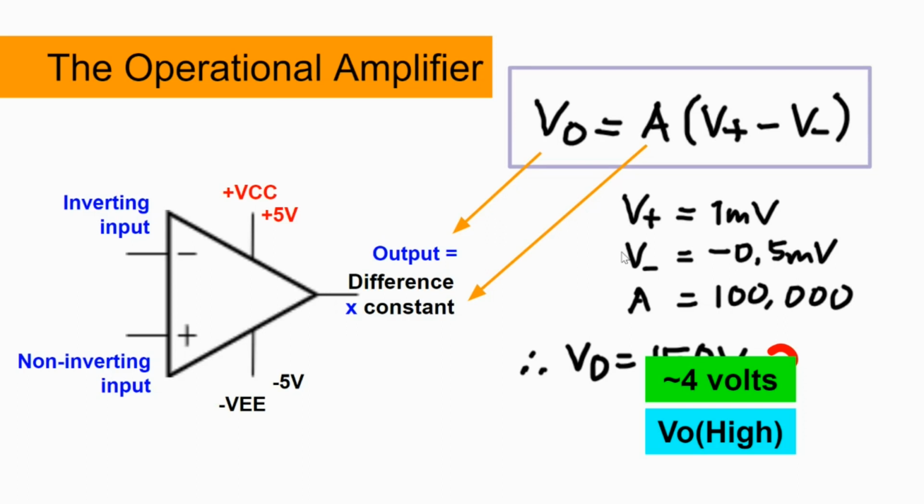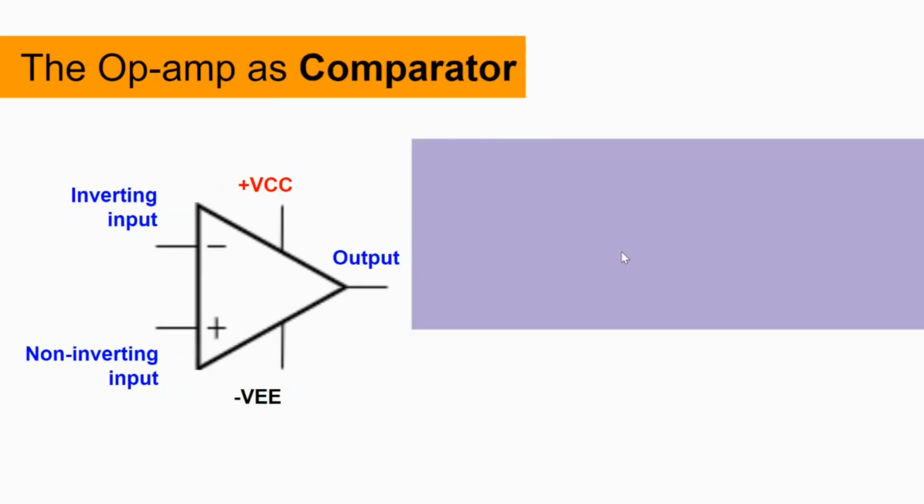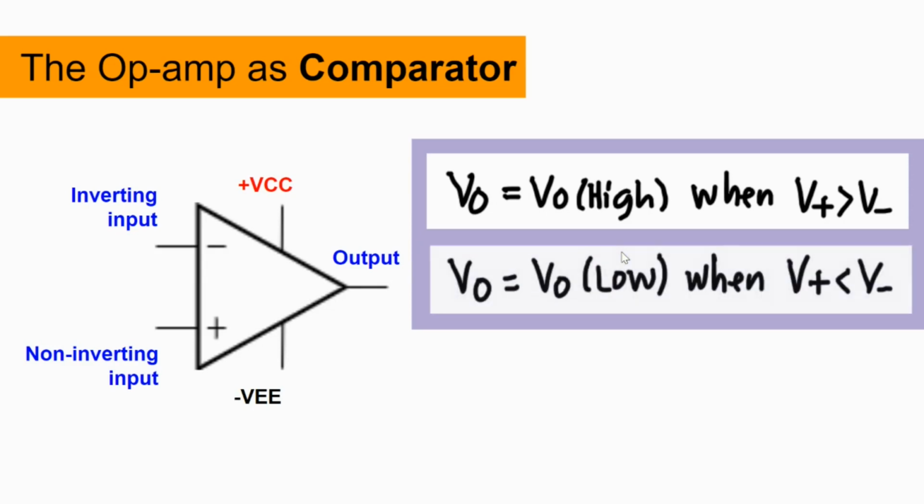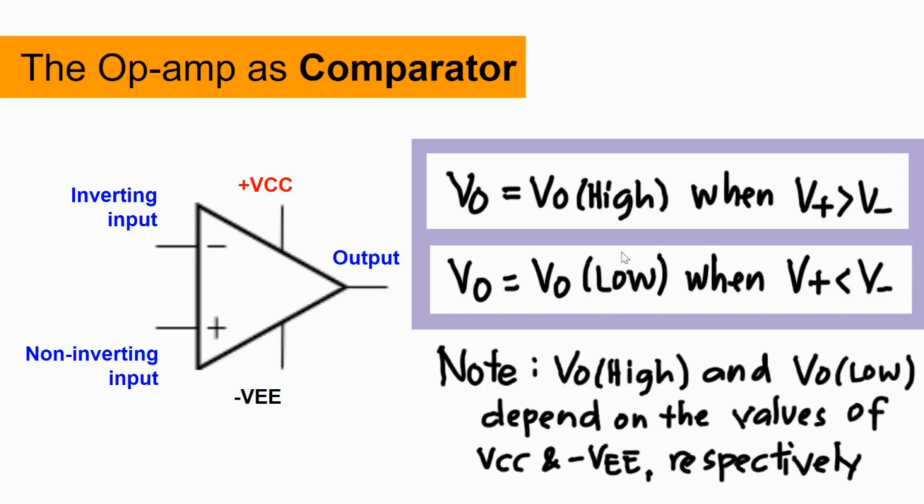And so we can generalize this behavior by this principle. Vout equals Vout high whenever V positive is greater than V negative. If this condition is not met, then we have the alternative behavior. Vout equals Vout low whenever V positive is less than V negative. And let us add that Vout high and Vout low depend on the values of positive VCC and negative VEE, respectively.